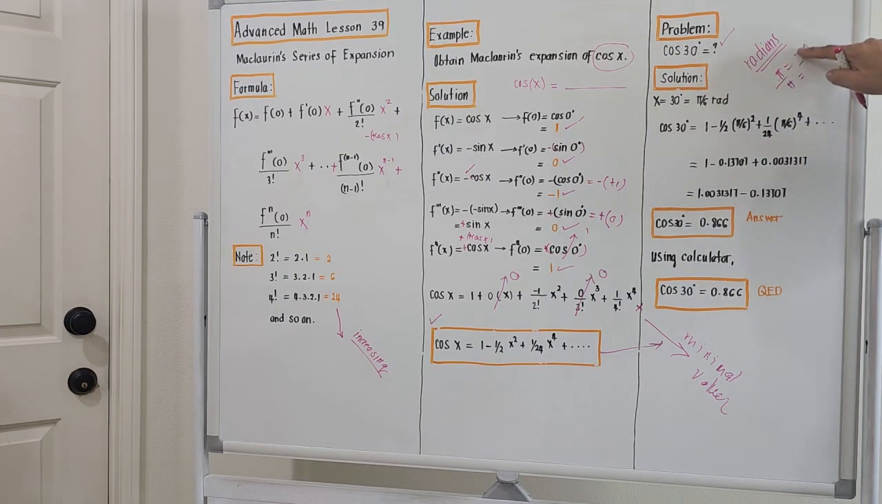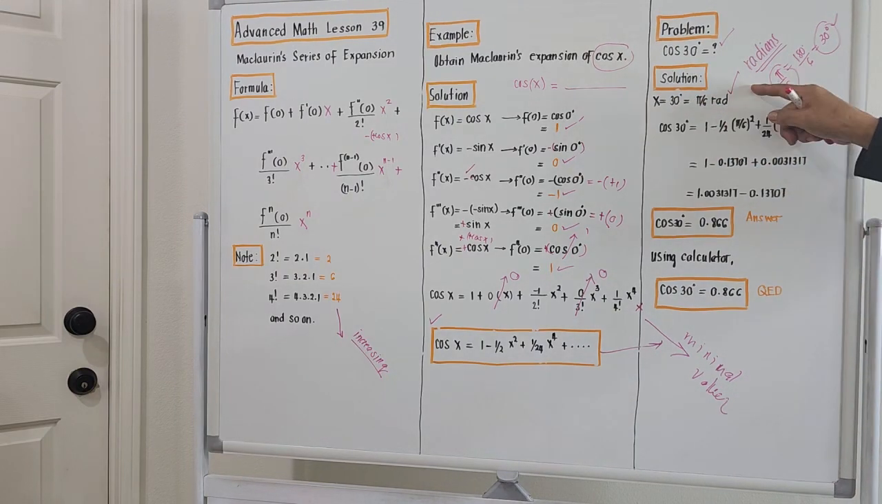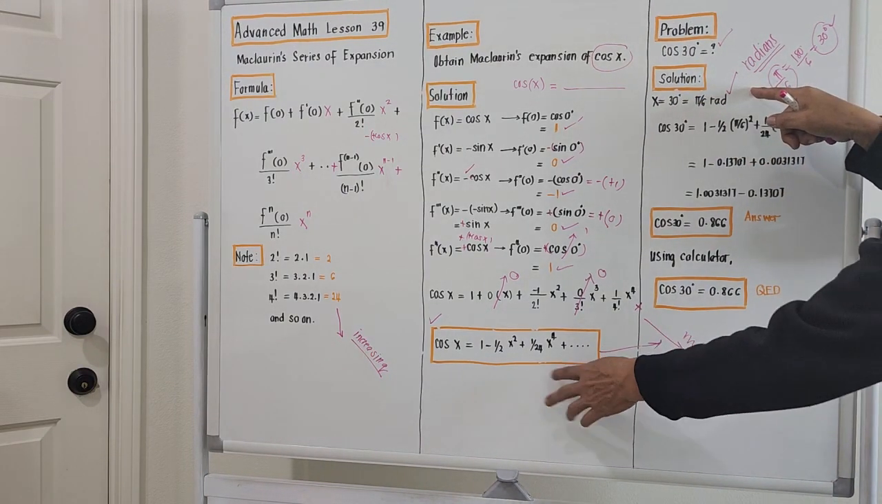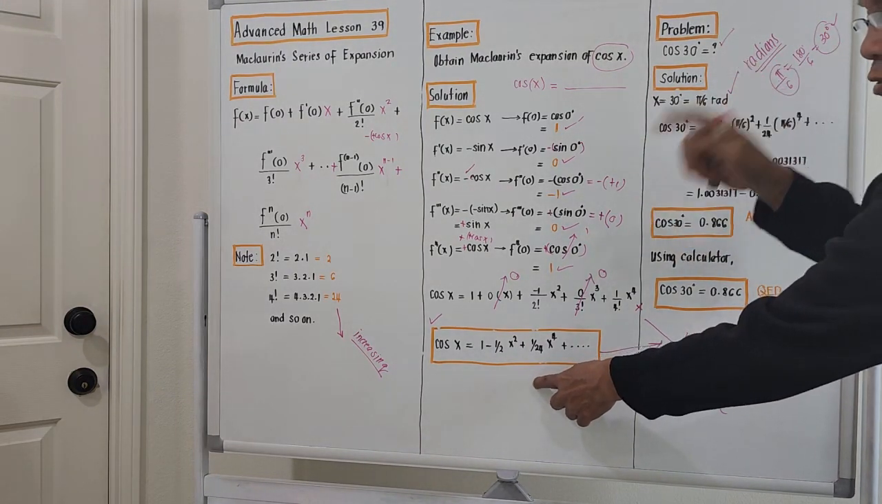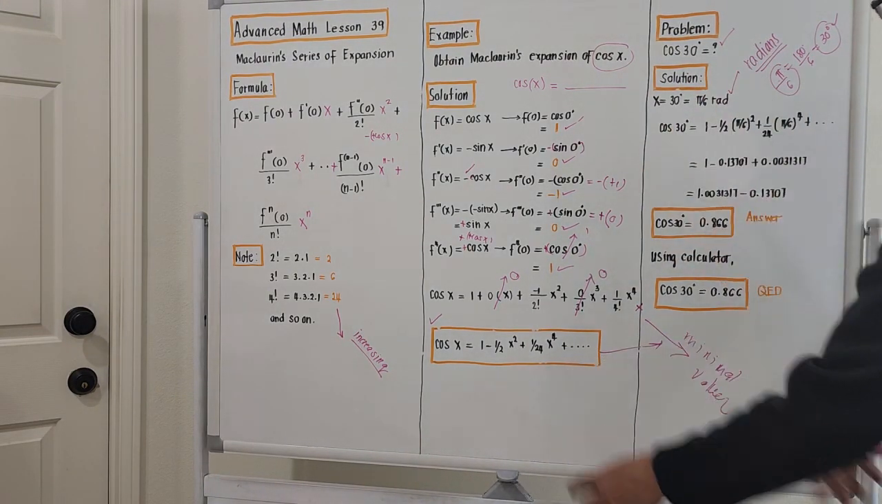Pi radians is actually 180, right? So if we divide this by 6 and divide this by 6, 180 over 6 is actually 30 degrees, right? So meaning 30 degrees is pi over 6 radians. Okay? We have to first convert this 30 degrees to radians before we place it on the formula that was derived by using Maclaurin's series expansion.